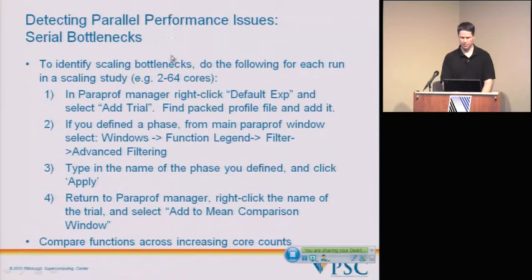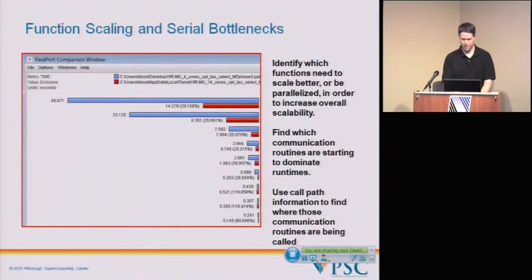But one way to isolate serial bottlenecks is to do just a scaling study, and then you can look at the execution time function by function as you scale up. Again, I'm going to skip over this because I'll show you how to do that, but you can look back at that for reference. So here's what I'm talking about. This is the mean execution time.